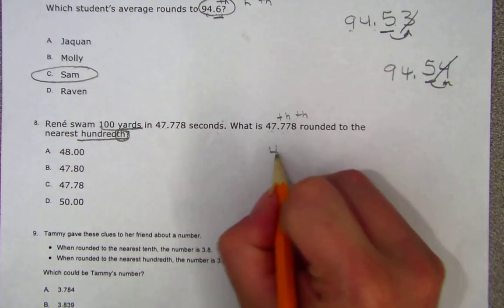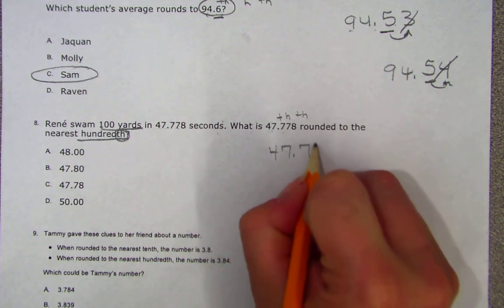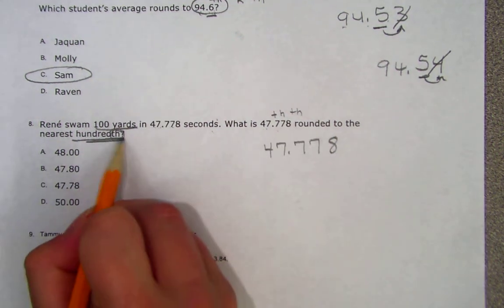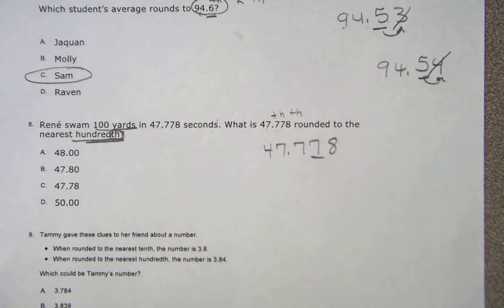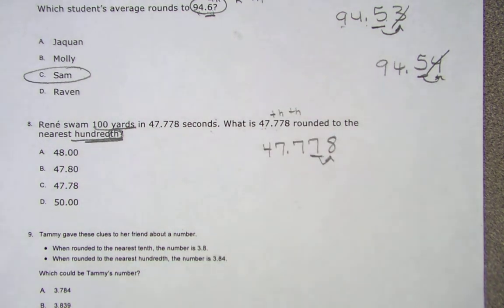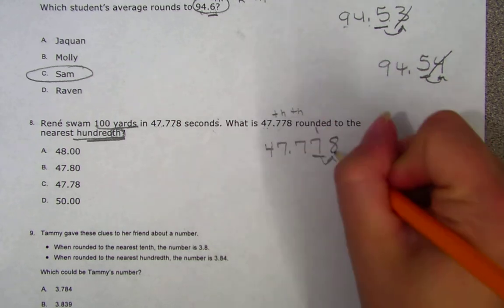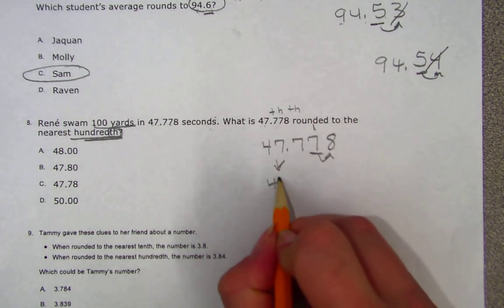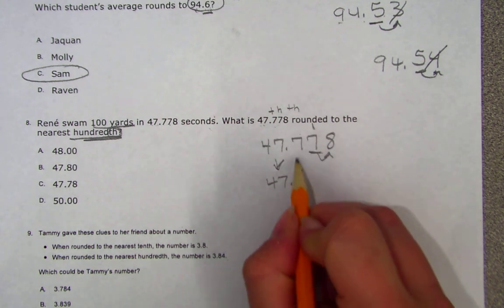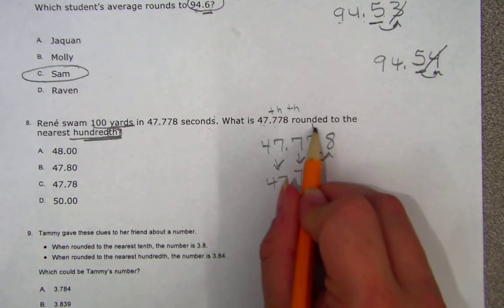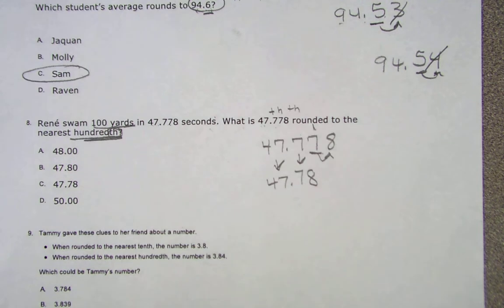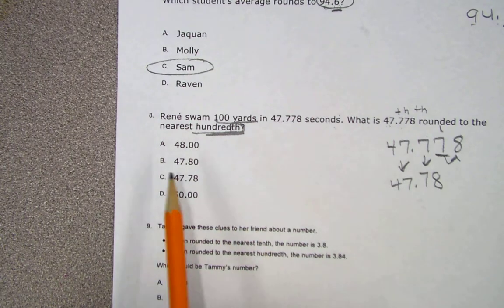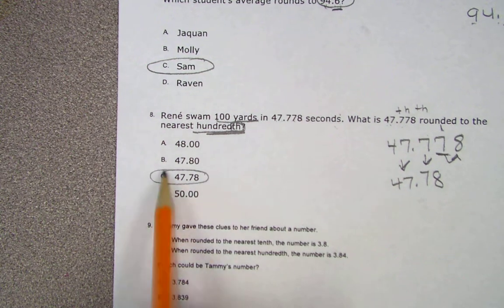So I'm going to write it down here again, 47.778. It wants hundredths, so I find my place. I'm going to look next door. 5 or bigger, I'm going to add 1 more to the 7. So I bring this down because nothing has changed. 47.7, nothing happened to that one. That one gets brought down. 7 plus 1 is 8. When you look next door and you look at the answers, the only option that makes sense is C.